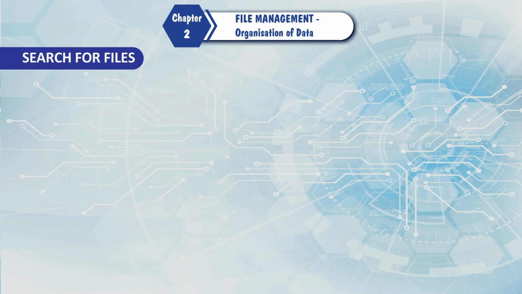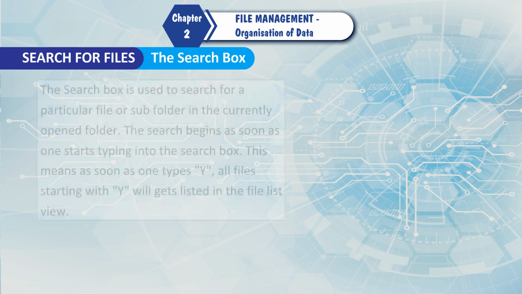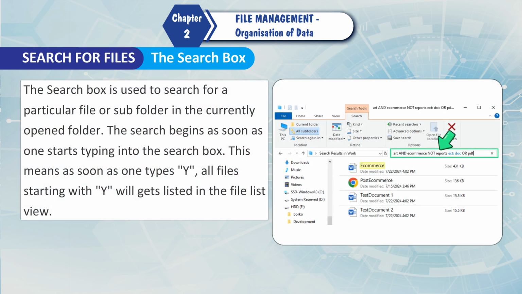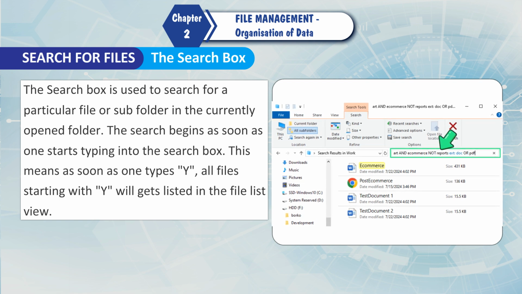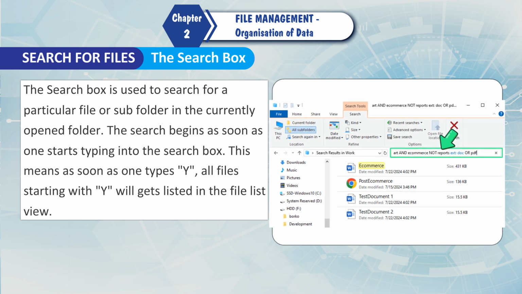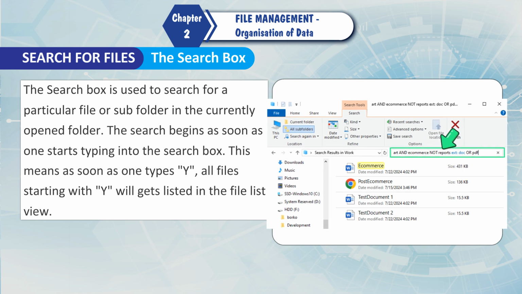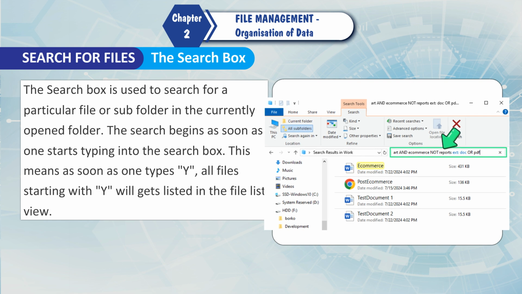Search for files. The search box. The search box is used to search for a particular file or subfolder in the currently opened folder. The search begins as soon as one starts typing into the search box. This means as soon as one types Y, all files starting with Y will get listed in the file list view.